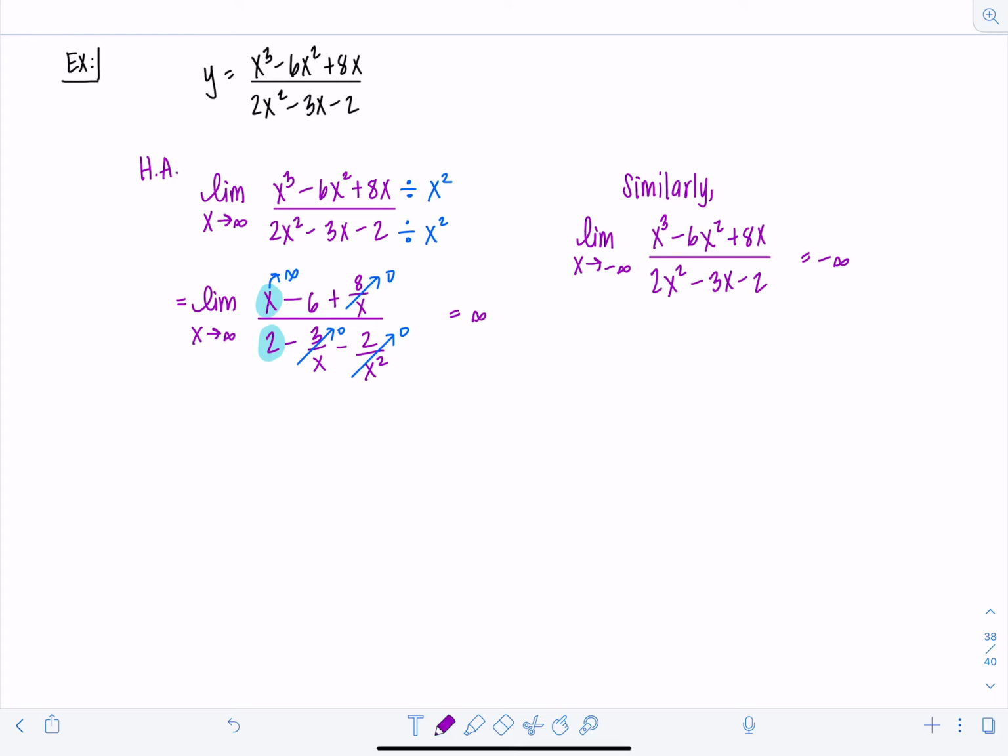Okay, neither of those are constants though, so that means I don't have any horizontal asymptotes. In fact, notice the degree of the numerator is exactly 1 higher than the degree of the denominator. And that means we have an oblique asymptote. So how would we find the equation of that oblique or slant asymptote? You would use long division, and you could find the equation of the slant or oblique asymptote.